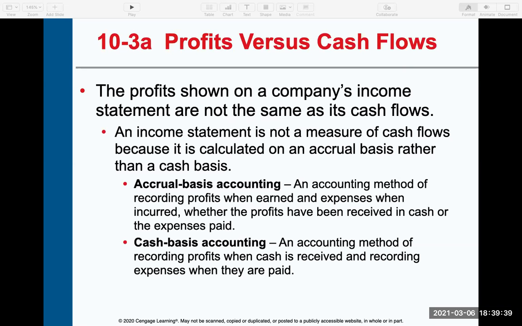I talked about this earlier, the difference between accrual basis accounting and cash basis. Again, it's visually there for you, so you can go back and look at this, but I won't talk about it now. Just know that the actual definitions are there for you.